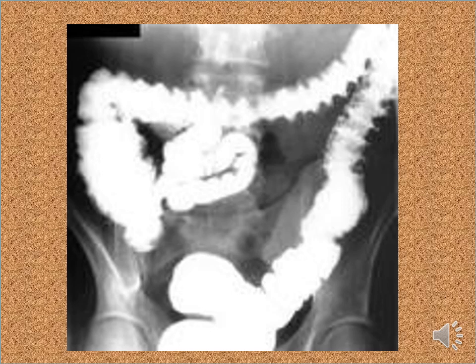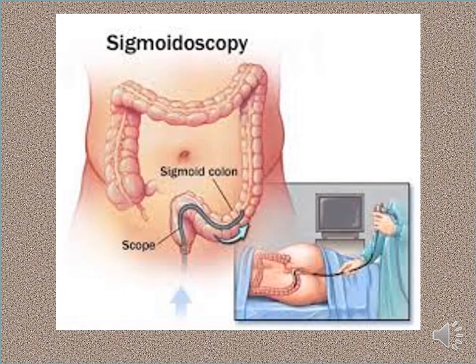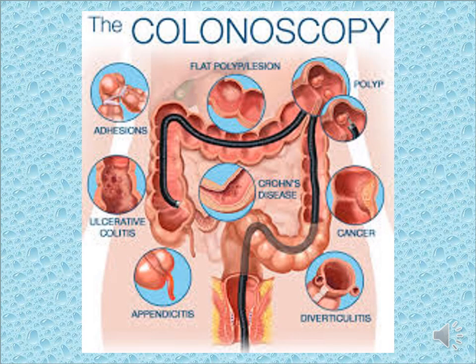Barium enema shows the whole large intestine. Sigmoidoscopy reaches only the rectum and sigmoid area, where we can diagnose and take a biopsy, and if it's a small lesion, we can treat it by sigmoidoscopy. The colonoscopy is used if the lesion reaches the ascending colon and goes to the small intestine, the ileal lesion.